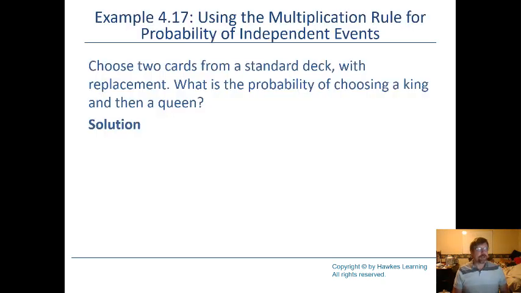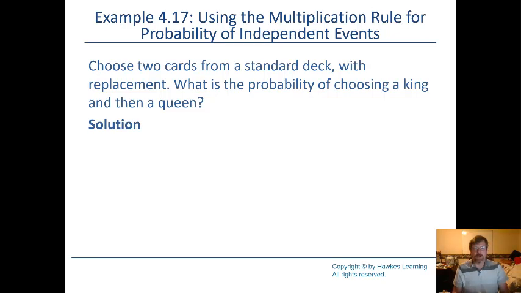Okay, so here's our example. We've got the deck of cards example. Let me pause and see if I can. Okay, deck of cards. So, what is the probability of choosing a king, then a queen?